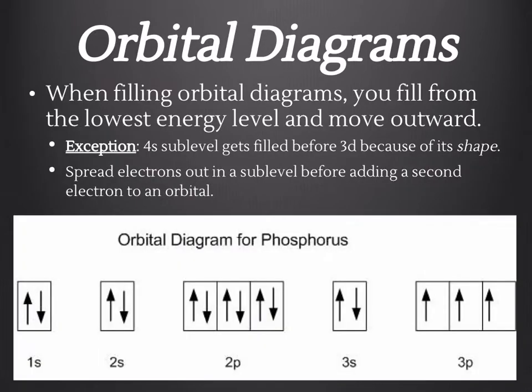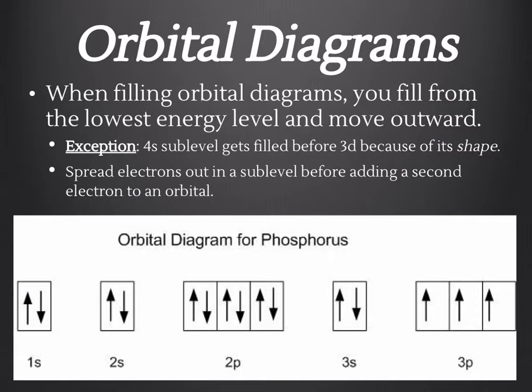So just like with looking at atoms and their electrons, you start at the lowest energy level when you're filling an orbital diagram. The only exception there is going to be the 4s sublevel, which I'll talk about later, but you start at the lowest energy level and fill as you move outward. Within that energy level, spread your electrons out within the orbitals until you have to double them up.